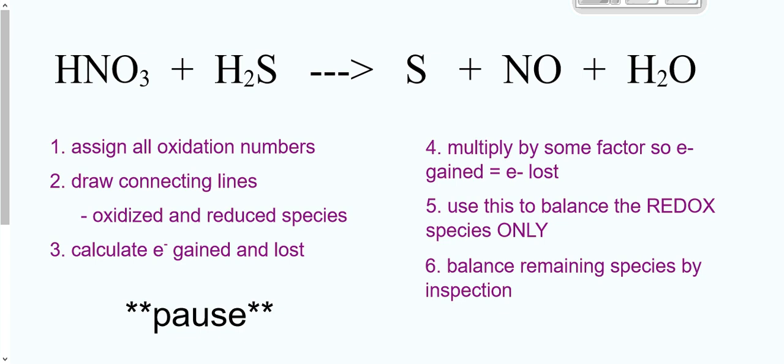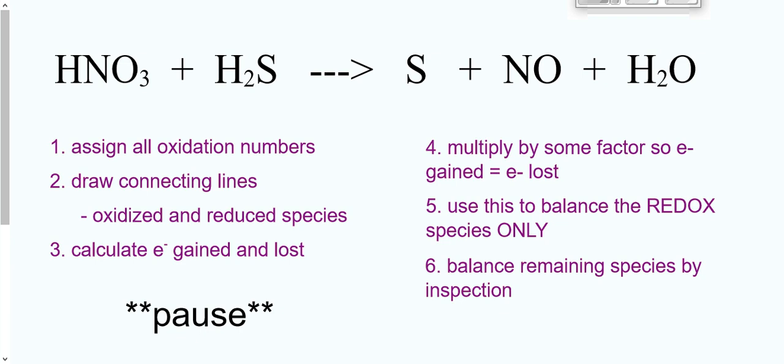Now, in your books, I've given you this equation. We're going to take nitric acid, HNO3, and we're going to react that with hydrosulfuric acid, H2S. And it's going to react to form elemental sulfur, nitrogen monoxide, and water.